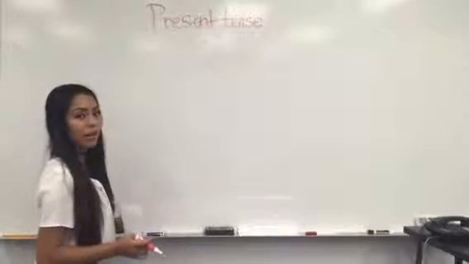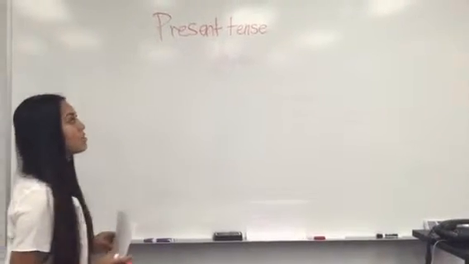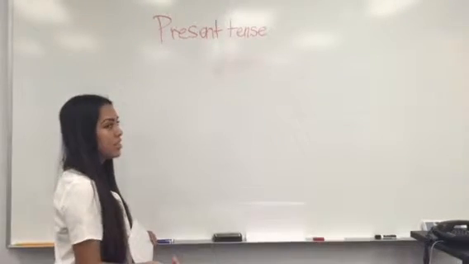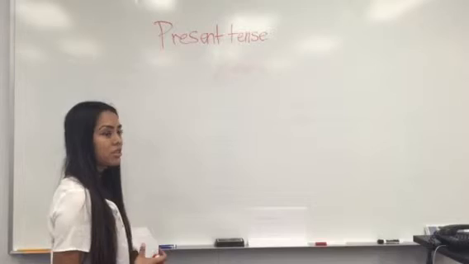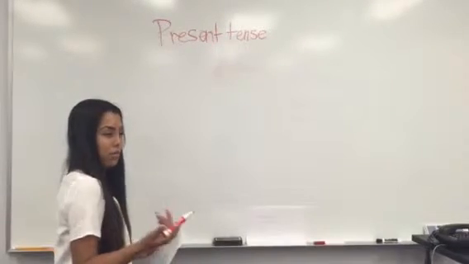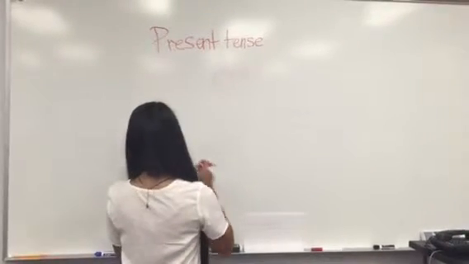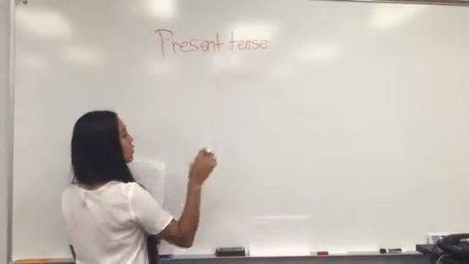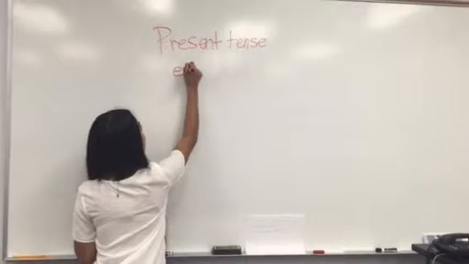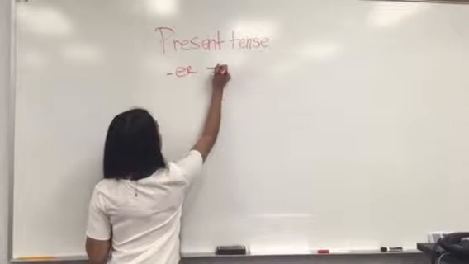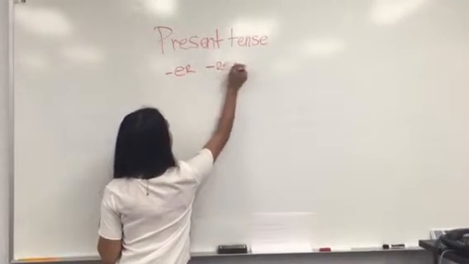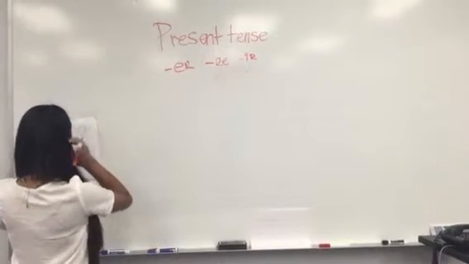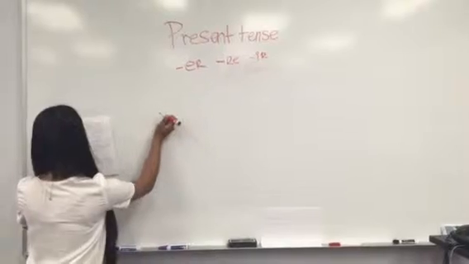I'm going to explain the present tense in French. It's probably one of the first, easiest, and most important things you learn in French because it's the base of everything. So there are three kinds of verbs in the present tense: ER, RE, and IR. Most of the verbs in French end in ER.